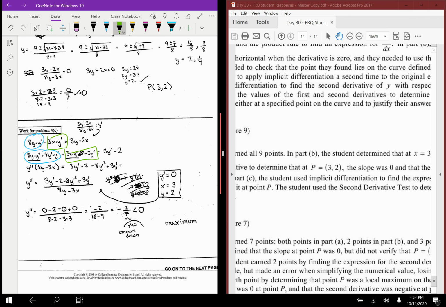Now, realize that the result for y double prime right here is the same result if they had isolated y prime first, right? They had it over here. If they had just done the quotient rule, they would have gotten down here. That's probably much more efficient. They didn't do that. That's fine.